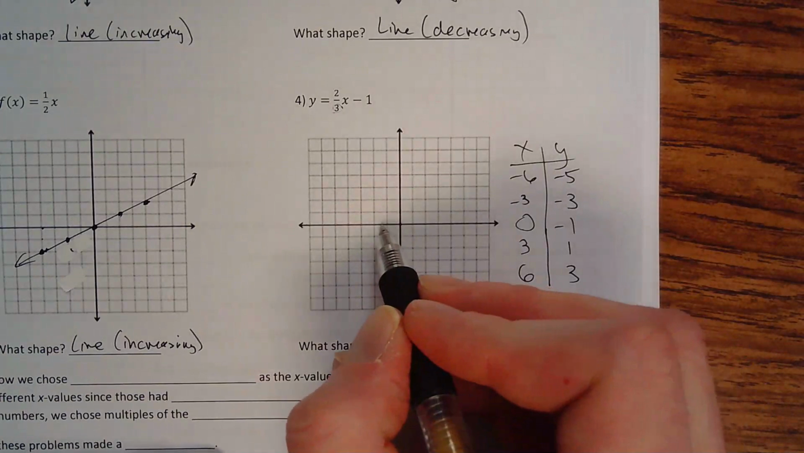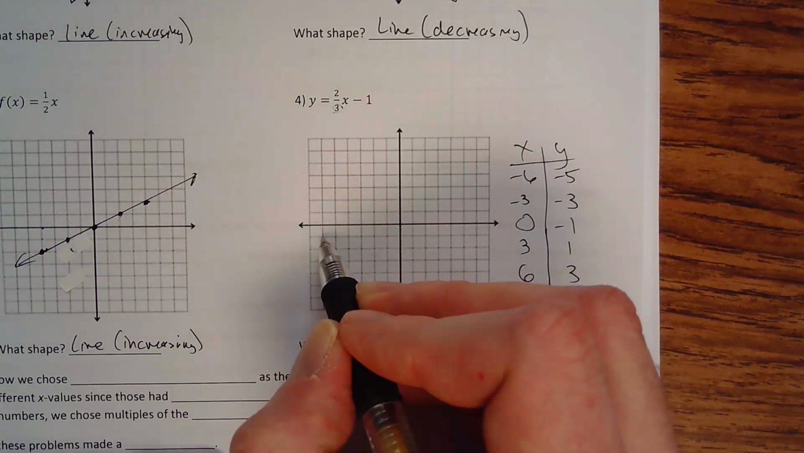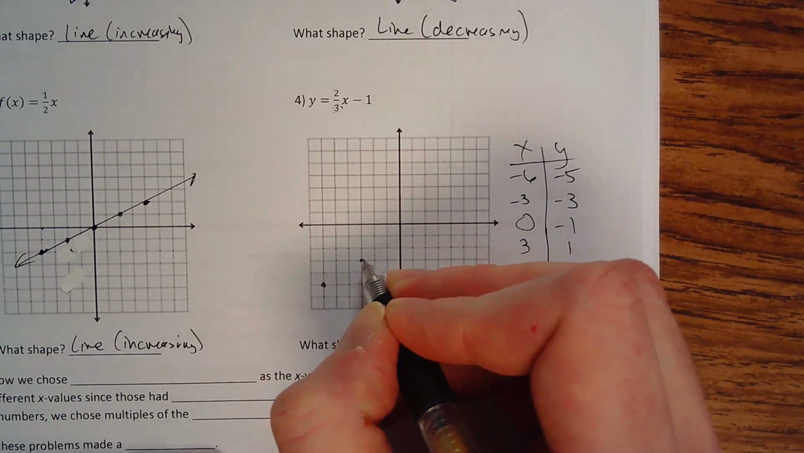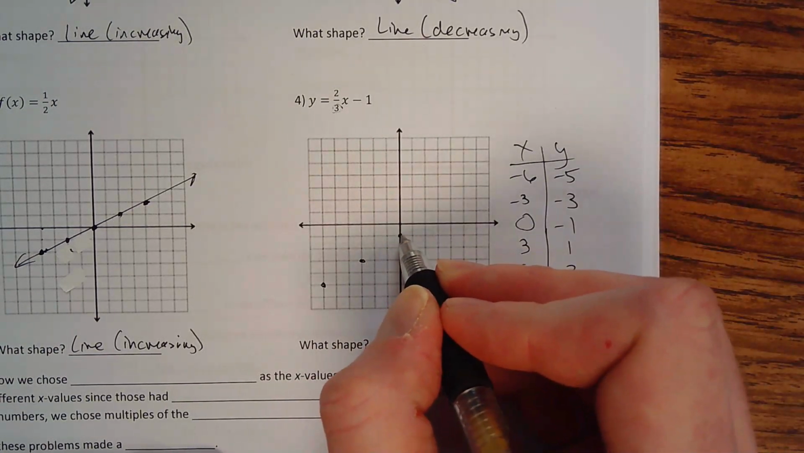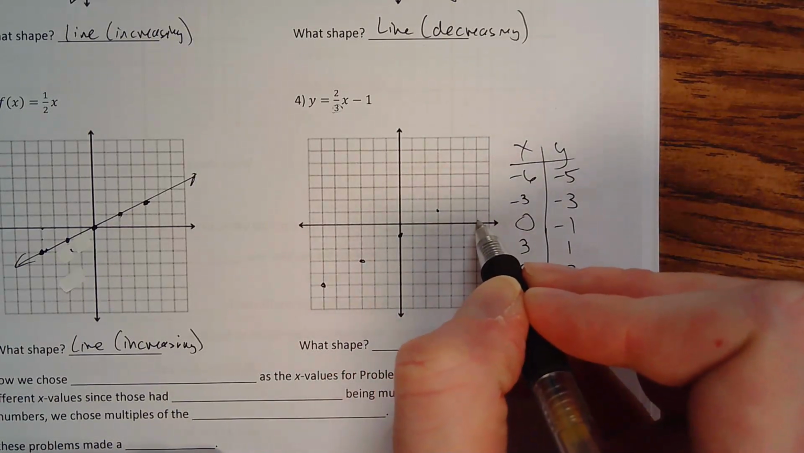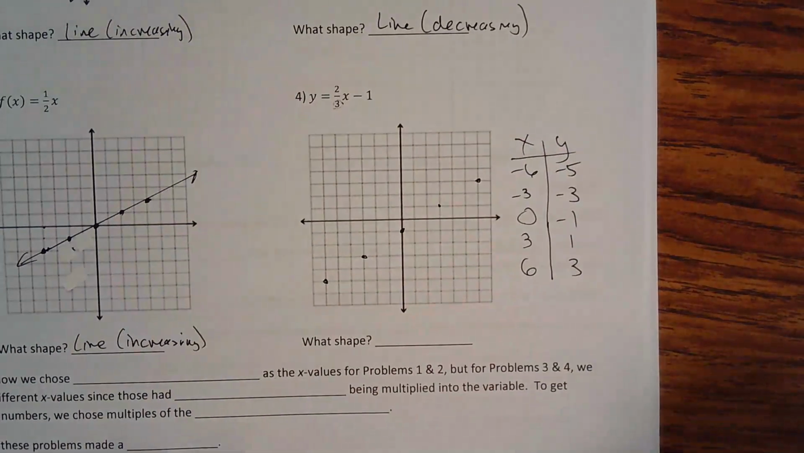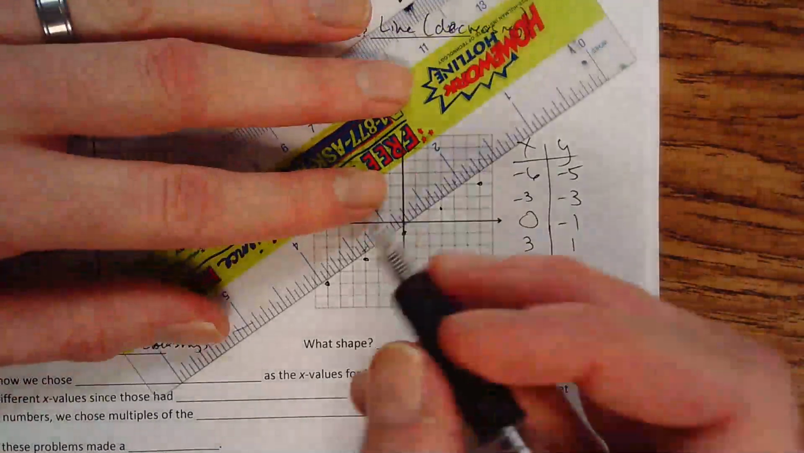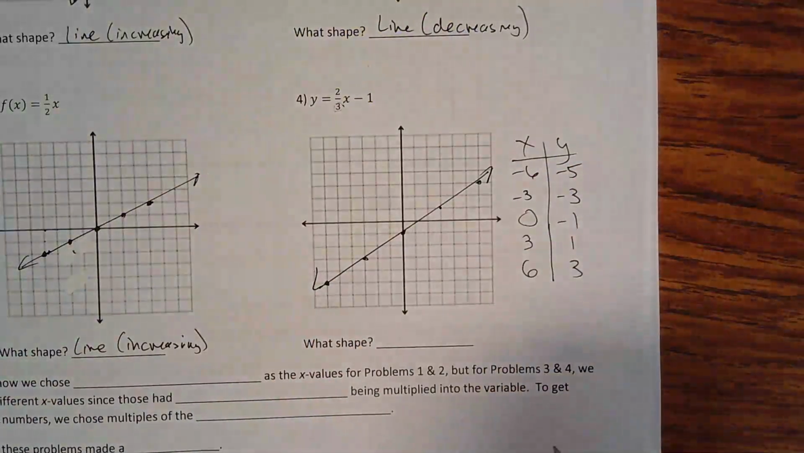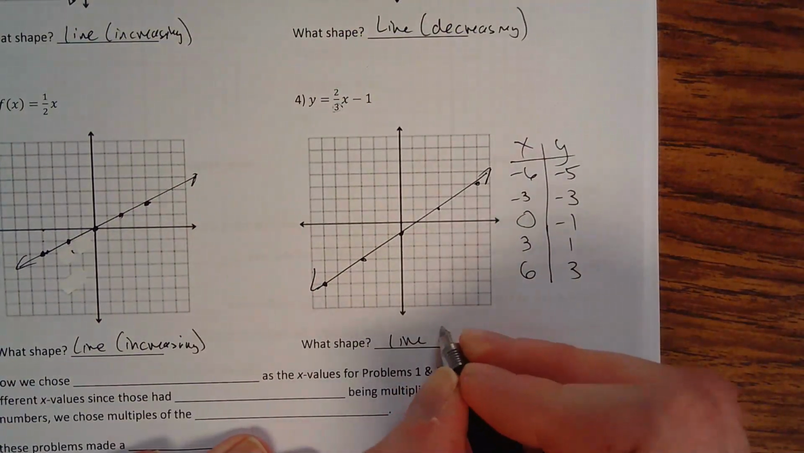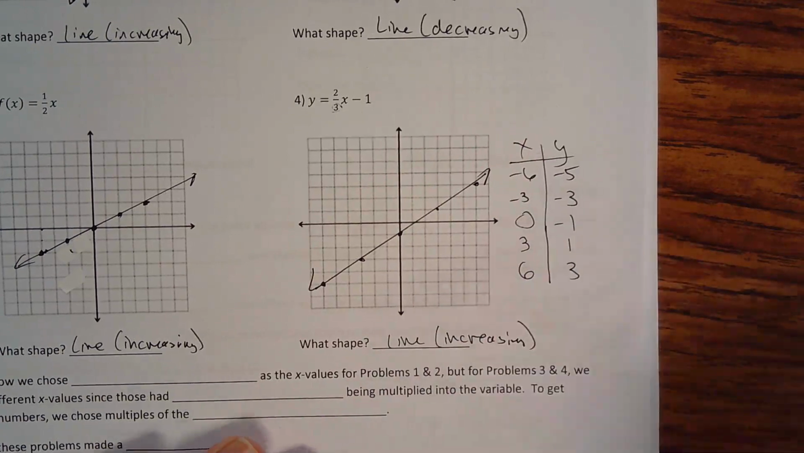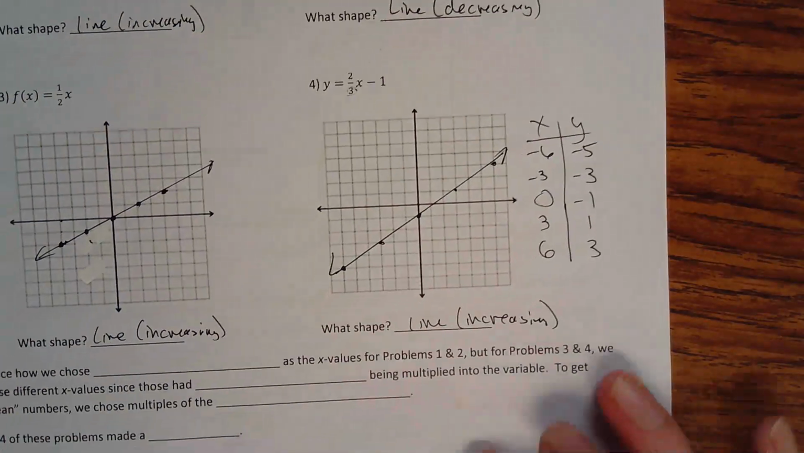Let's go negative 6. See if I do it right this time. 1, 2, 3, 4, 5. Negative 3, negative 3. 0, negative 1. 3, 1. 6, 3. Notice they're lining up perfectly again. They're making a straight line. Okay, and this one, again, is a line increasing.